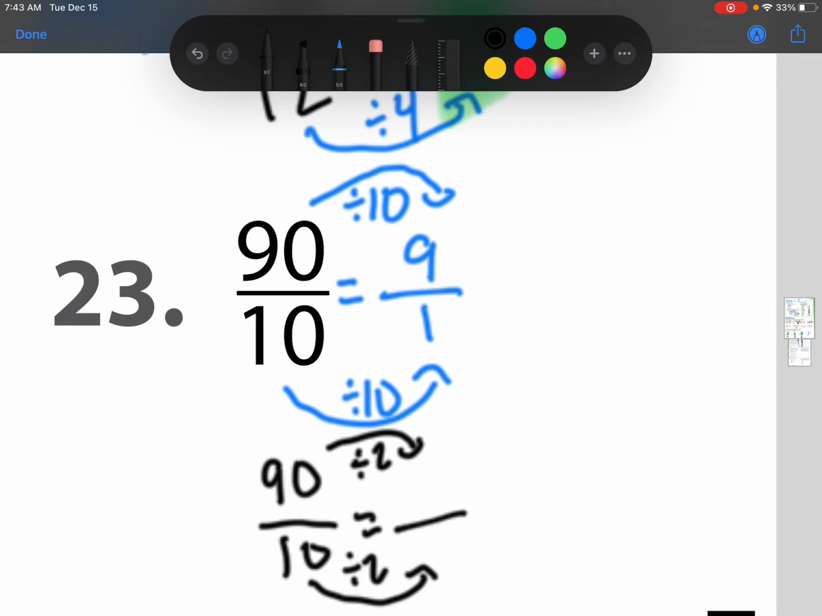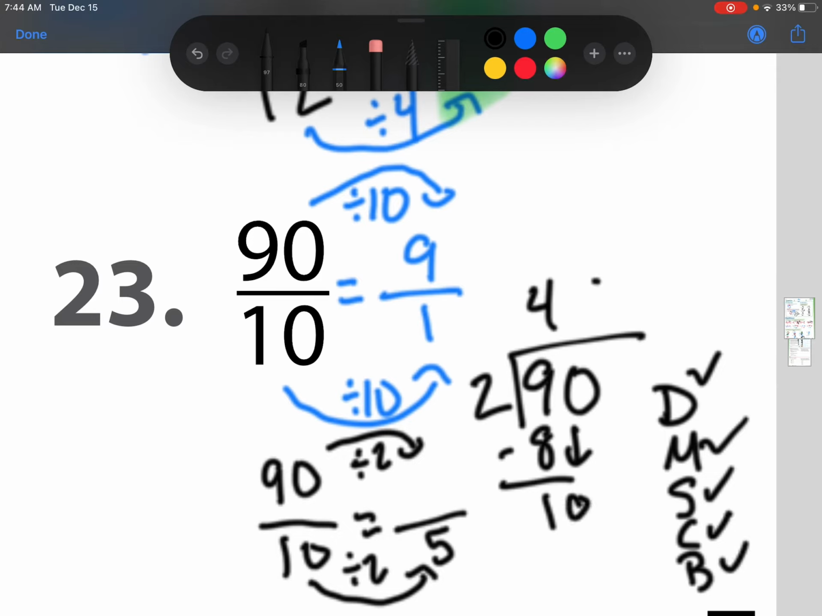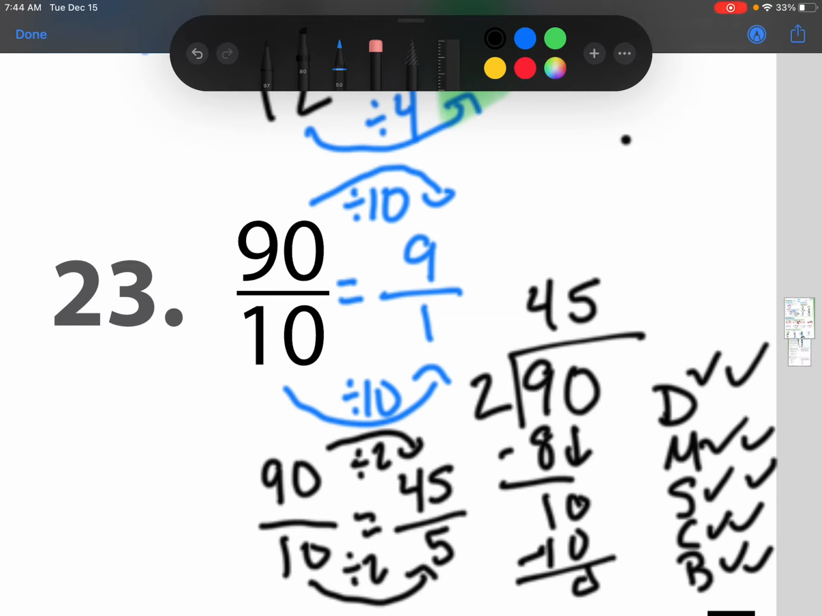10 divided by 2 is 5. But I don't know 90 divided by 2. So I'm going to do my steps. 2 goes into 9 4 times. Multiply. 2 times 4 is 8. Subtract. 9 minus 8 is 1. Check. 1 is less than 2, so I can bring down. 2 goes into 10 5 times. Multiply. Subtract. Check, 0 is less than 2, and bring down, nothing to bring down, so it looks like our answer is 45. So here again are my numbers that are equivalent.